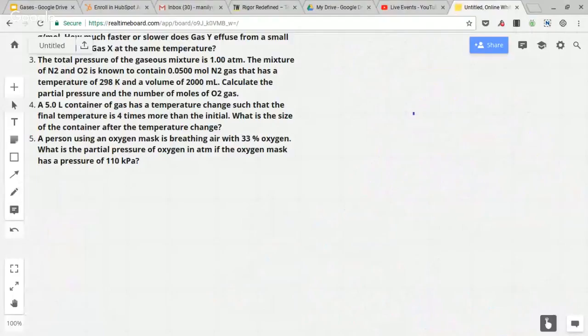And so let's read problem number 4 here. It says a container of gas has a temperature change such that the final temperature is 4 times more than the initial. What is the size of the container after the temperature change?